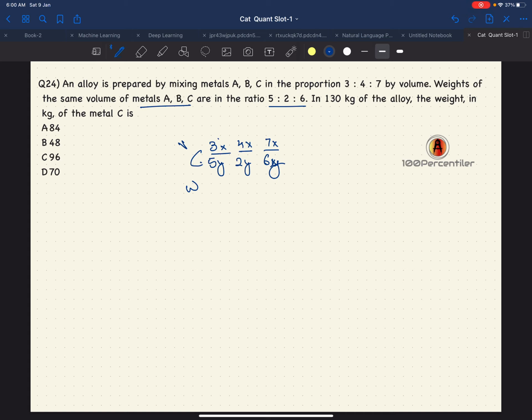We simply multiply these two rows to get the weights for the different components. So this is 15xy, 8xy, 42xy, and therefore the total weight here is 65xy. Now in 130 kg of alloy, what will be the weight of metal C? It will be 42 upon 65 of the total weight, which is 84. Therefore A is the correct answer here.